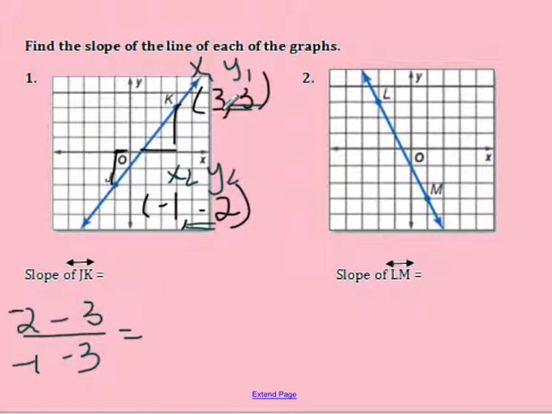-2 minus 3 is going to give me a -5, over x2 minus x1, -1 minus 3. So you're subtracting two negative numbers, so they're going to get more negative. -1 minus 3 is a -4.